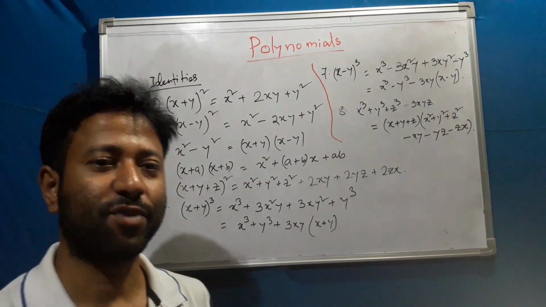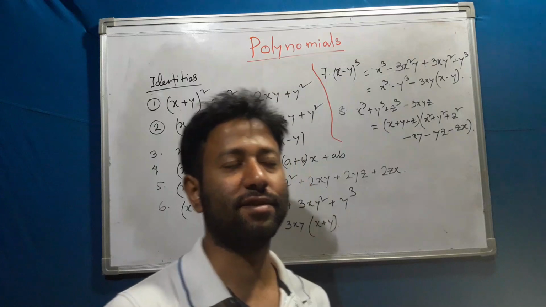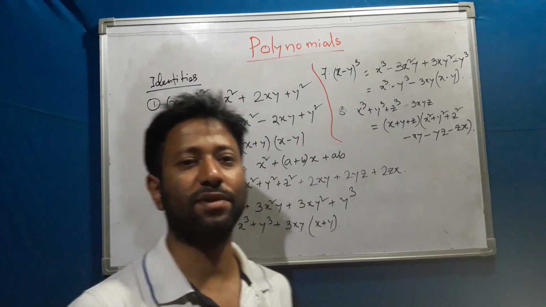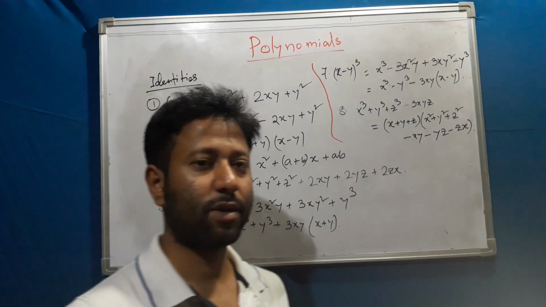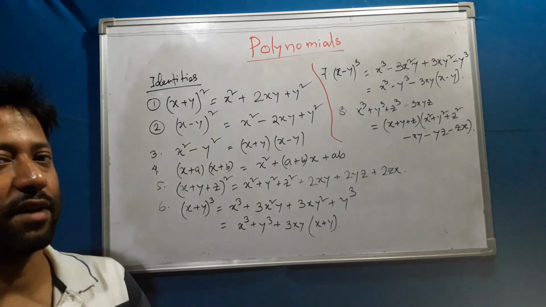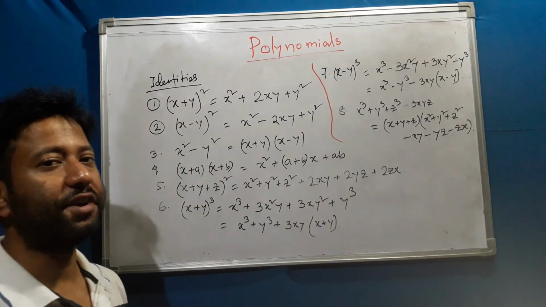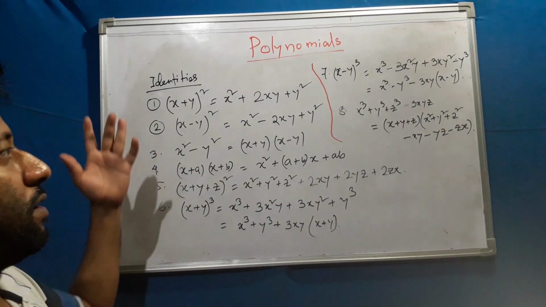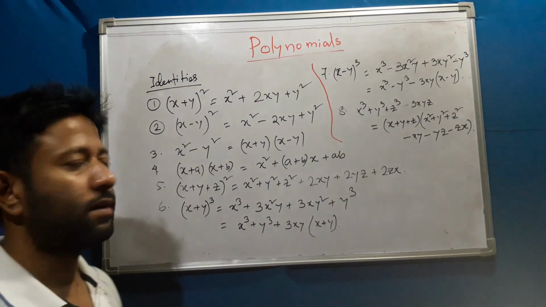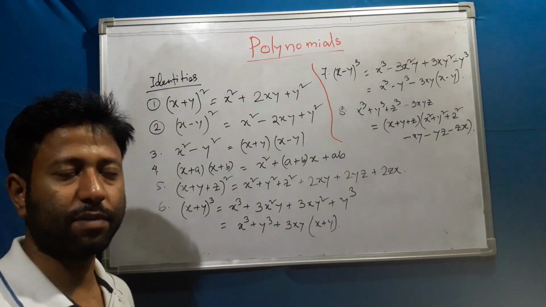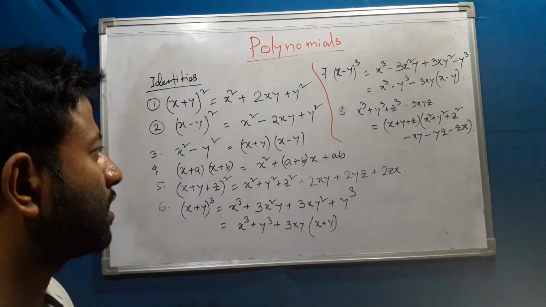Okay, so we are continuing our classes. This is the third lecture on polynomials, and today I will cover exercise 2.5. Before starting this chapter, I will explain some of the algebraic identities which I have written here. Just pause the video and write these identities. I hope you know all these identities from before.